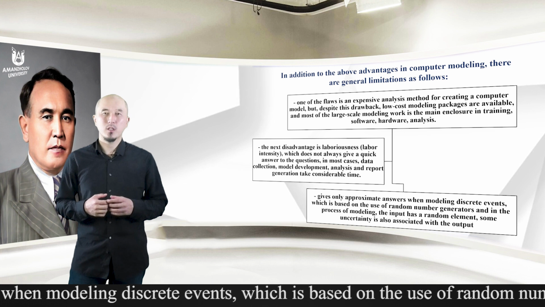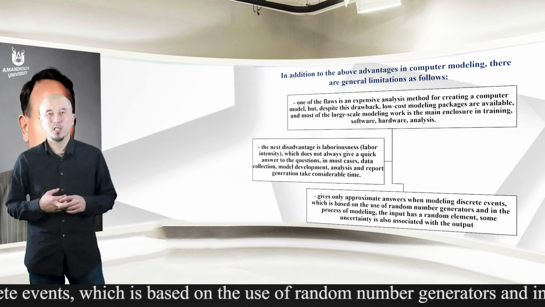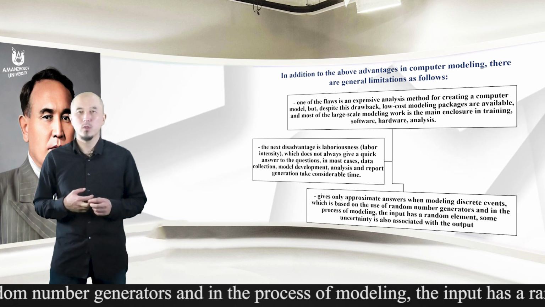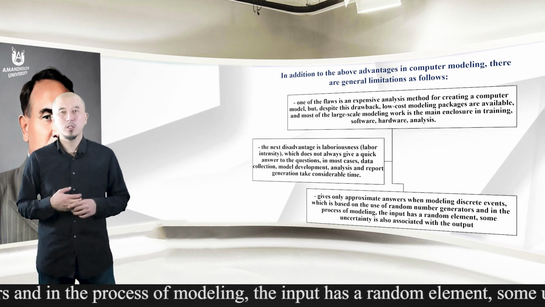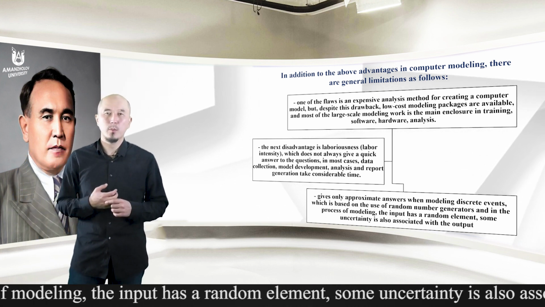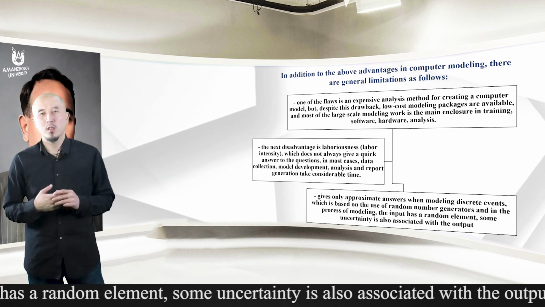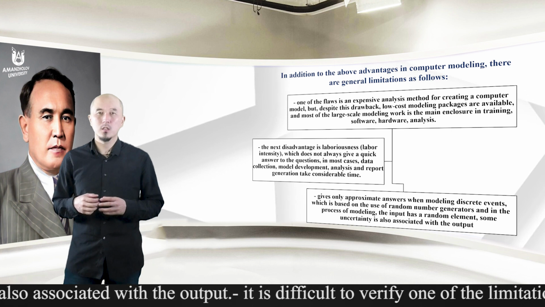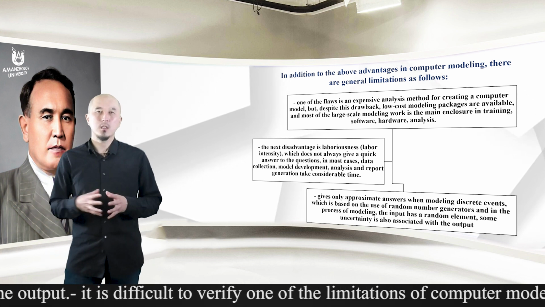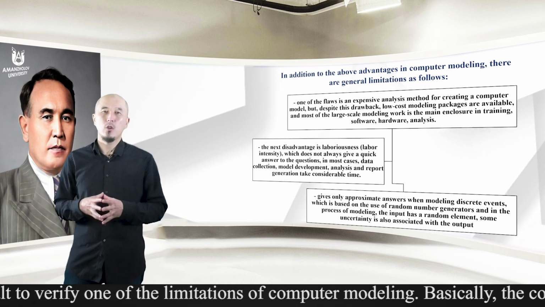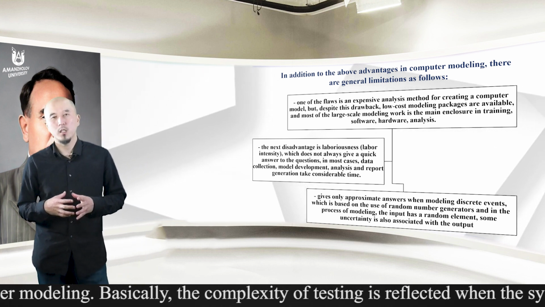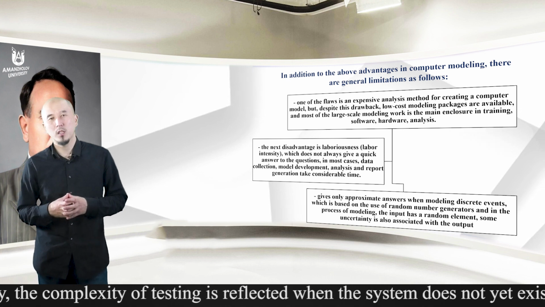Modeling discrete events gives only approximate answers, which is based on the use of random number generators, and in the process of modeling, the input has a random element. Some uncertainty is also associated with the output. It is difficult to verify. This is one of the limitations of computer modeling.